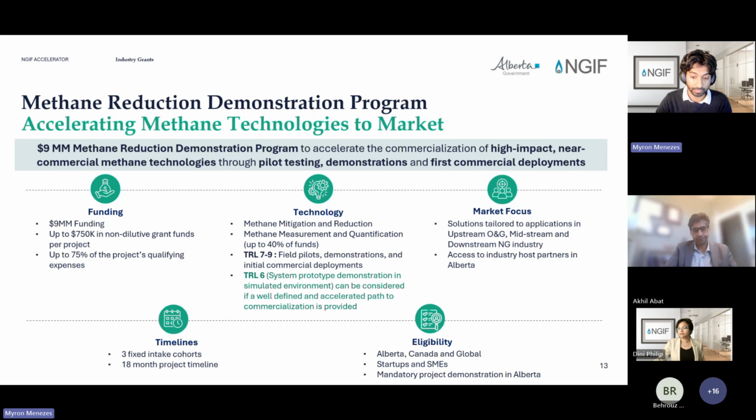With regards to eligibility, I will talk about it with a little more granularity in a later slide, but to close the loop on this overview, it isn't a requirement that applicants are based in Alberta or in Canada. Proponents can be based anywhere in the world to apply for funding. The only geographic clause is that the demonstration and testing of your technology happen in the province of Alberta, preferably in one of NGIF's industry grant member sites. More on that in a later slide.